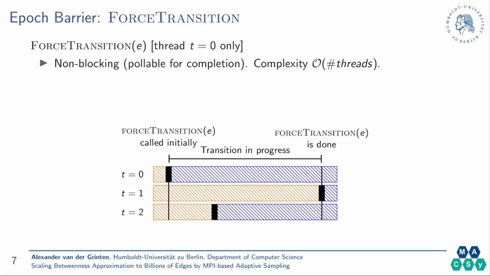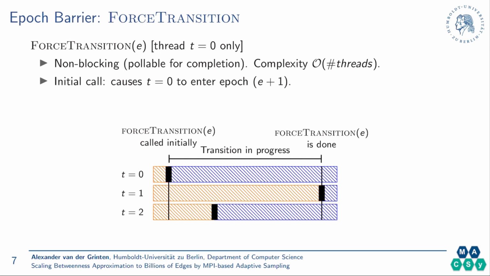First, force transition. Force transition is only called by thread 0 of each process. It's a non-blocking operation in the sense that after it is started we can check if it's completed or not. And the complexity of the operation is mostly constant. In particular, it only grows with the number of threads of each process. When force transition E is first called by thread 0, it causes thread 0 to enter the next epoch, which is epoch E plus 1.